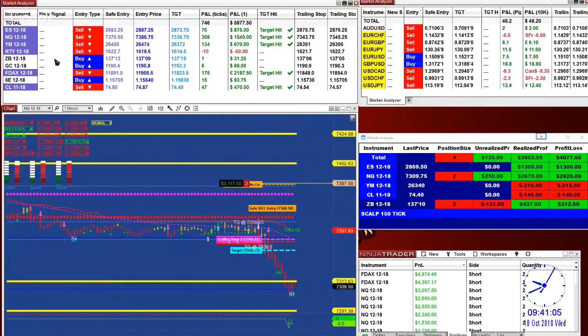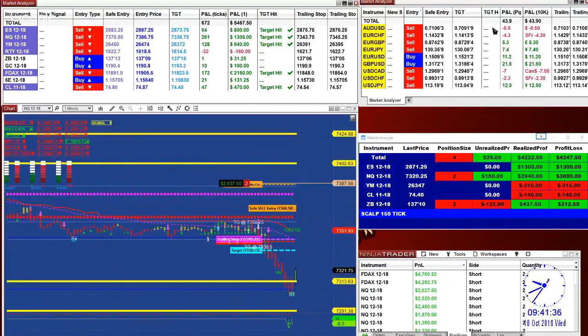Then you will see the signals come in here, and you have the entry and the target. As an example, right now we have 68 ticks on the ES based on the last entry signal. Total amount, 676 ticks based on the last signal, not the whole day. And this is your P&L based on the last entry signal. Once we hit the target, it says target hit.